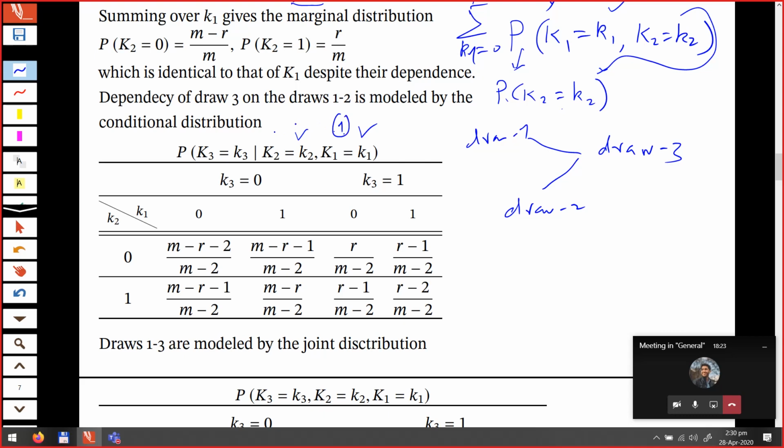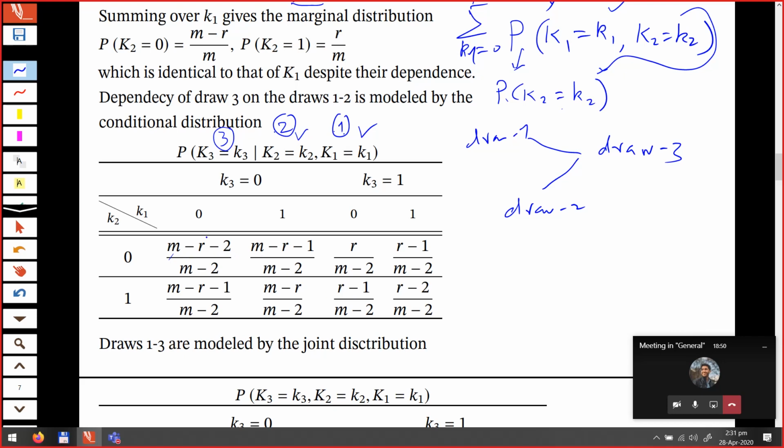So I'll just write 1 for first draw, 2 for second draw, and I want the probability of some event in draw 3, and the conditioning is done on the two draws. If you have this table, this looks very familiar to your truth table, and you have all these probabilities. So this should also make sense, yeah.